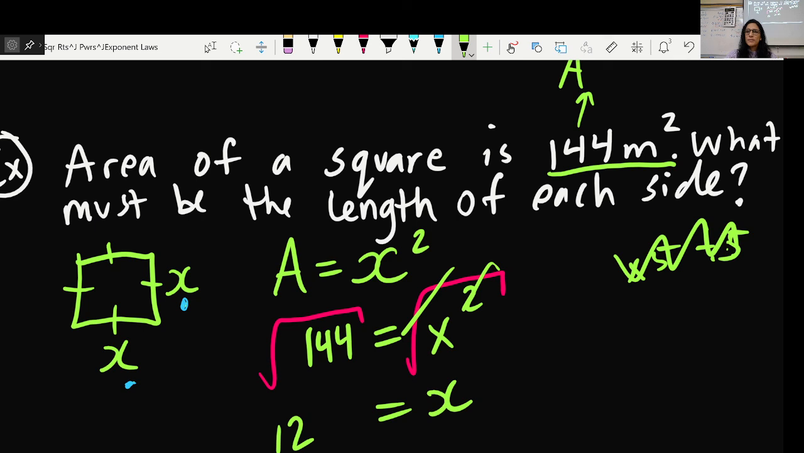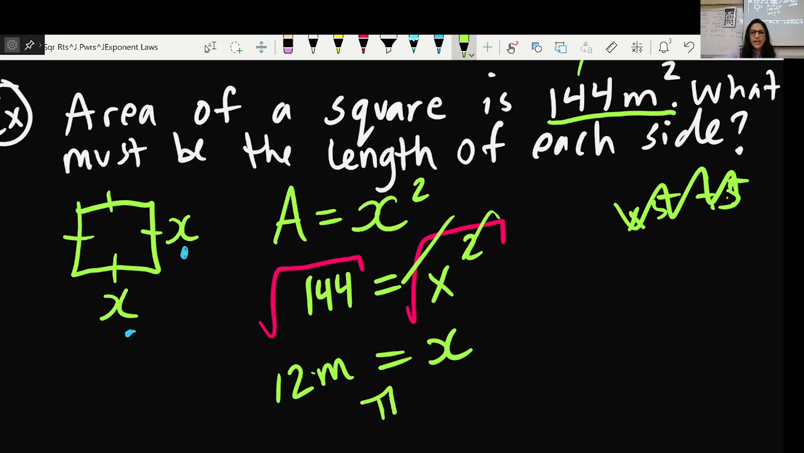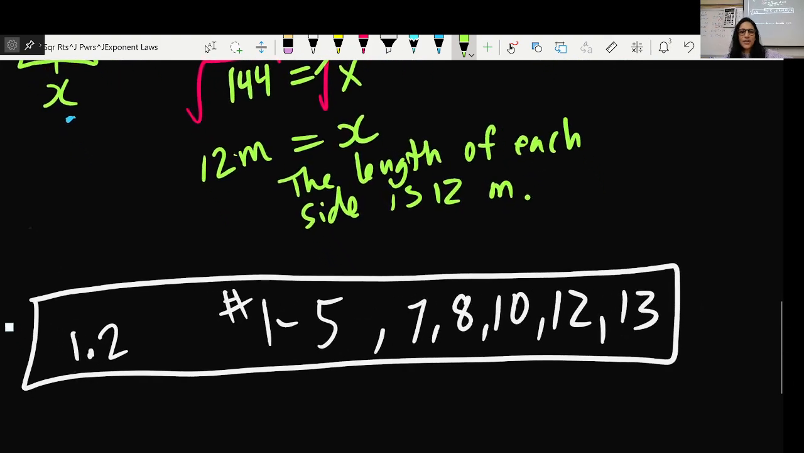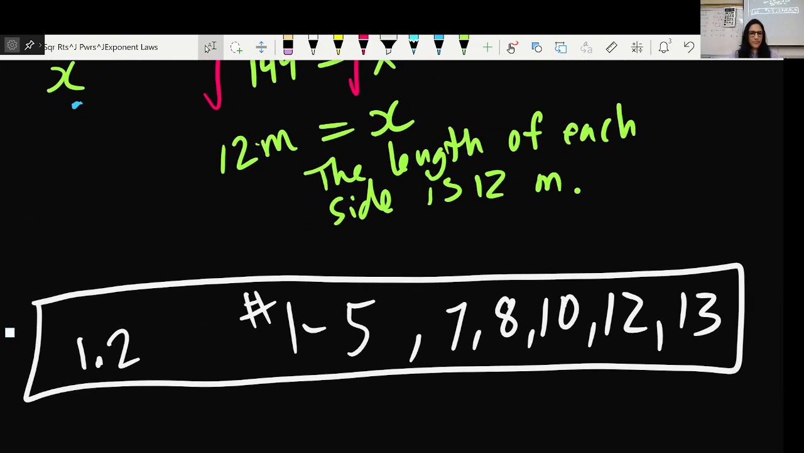If the area was meters squared, what do you think that the length of one side is? Which unit? Just meters. So I could say the length, we always want to write it in a sentence after. The length of each side is 12 meters. And that would be our answer. That was easy. Good? Okay, so I'm going to give you this to work on.